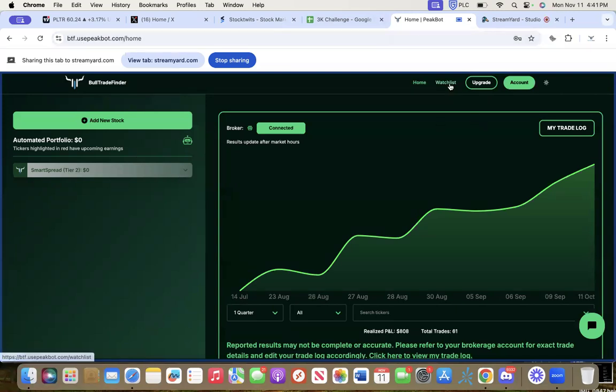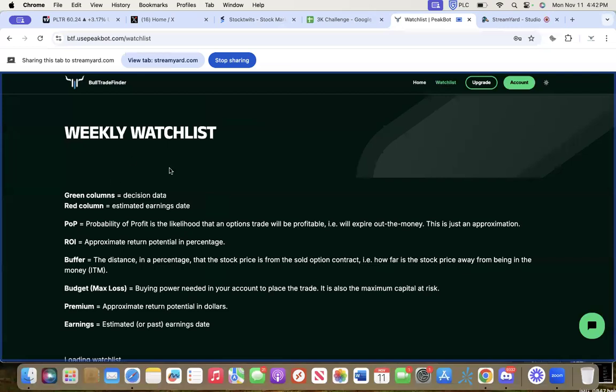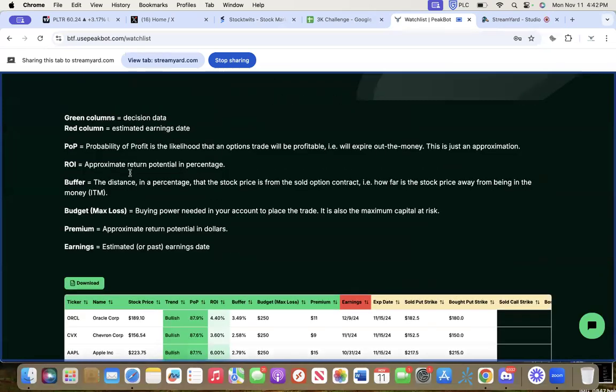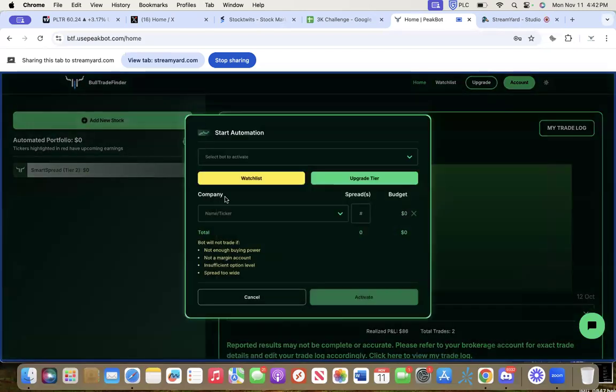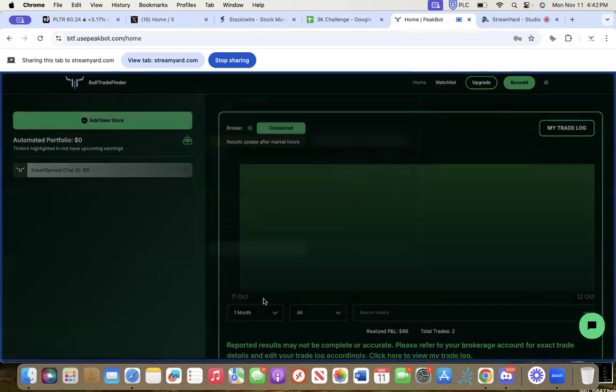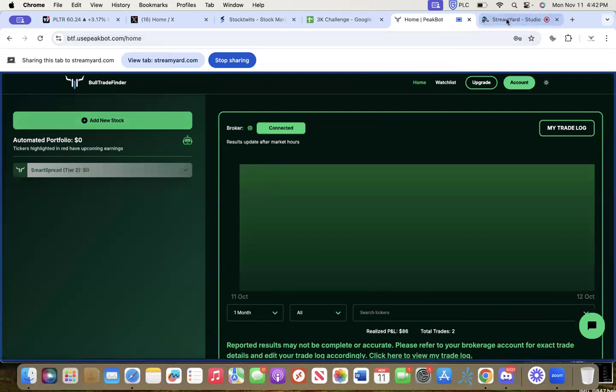I'll do a simple run through right now. We have a weekly watch list, and we're also going to be uploading a new strategy this week, which is what I'm really excited about. It should be coming literally in a day or two. It's going to be our wheel strategy. With this, it's going to be selling puts.